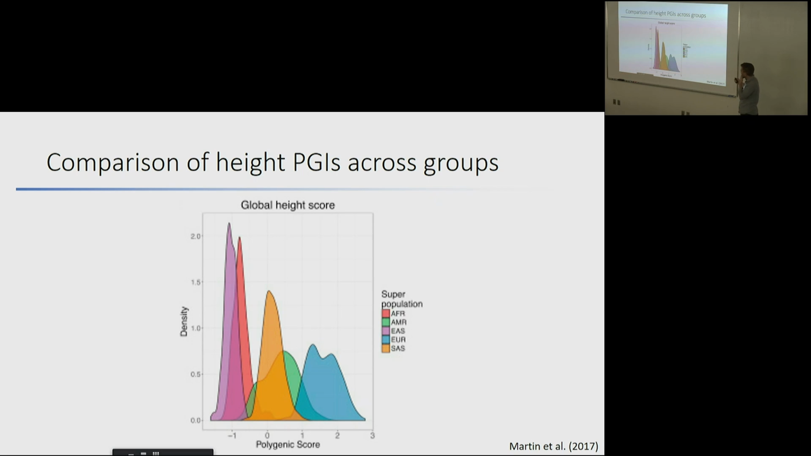Here's a figure that came out 4 years ago that I thought was really striking. This is a paper by Alicia Martin. She created a polygenic index for height based on a European ancestry sample. Then she took the 1000 Genomes data and plotted the distribution of the polygenic index for height in a handful of different ancestry populations. On the right in blue, this is the distribution of the PGI for height for European ancestry samples. In orange, this is South Asian ancestry people. And this dark red here is the African ancestry sample.